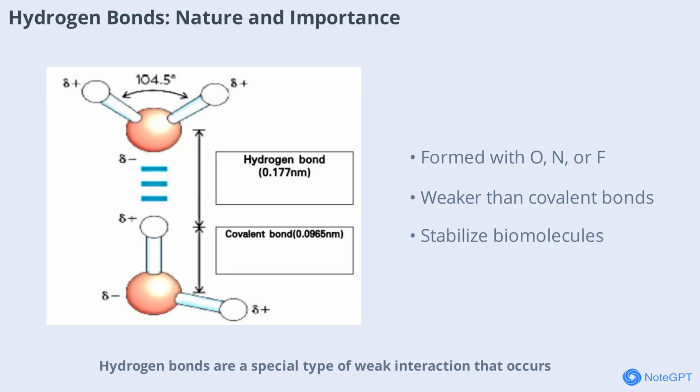Hydrogen bonds are a special type of weak interaction that occurs when a hydrogen atom covalently bonded to a highly electronegative atom, like oxygen or nitrogen, is attracted to another electronegative atom. These bonds are much weaker than covalent bonds, but are crucial in stabilizing the structures of proteins and nucleic acids. In water, hydrogen bonds are responsible for its high boiling point and surface tension. Let's look at how hydrogen bonds form and why they matter.